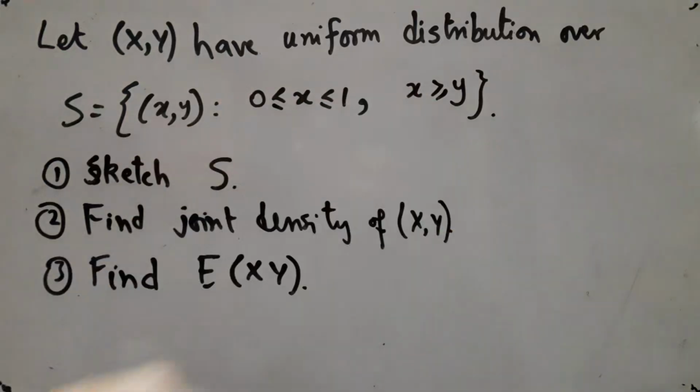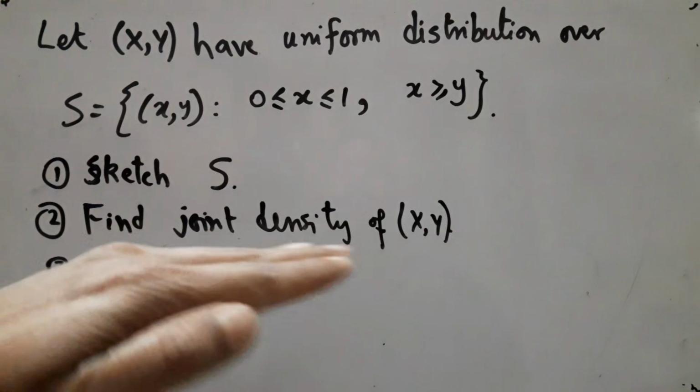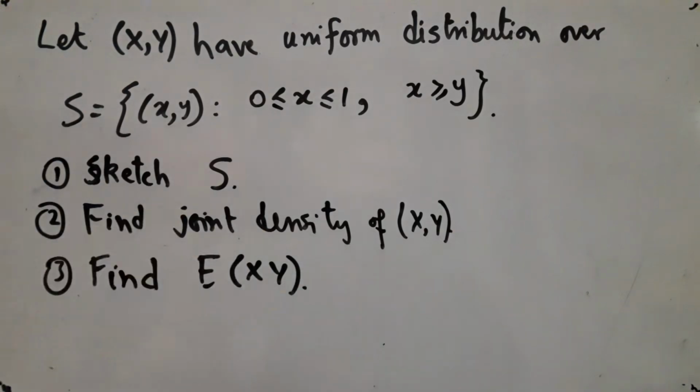Remember, it has a uniform distribution, so the joint density should be a flat constant surface over S, 0 outside S. You have to find out what is the height of that flat surface, and then you have to use the definition to find the expected value of xy. In this case, these are always non-negative, so you can directly use integration.